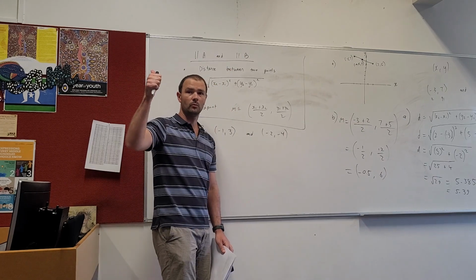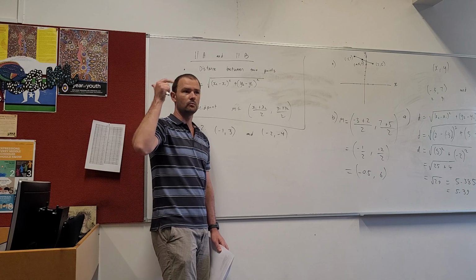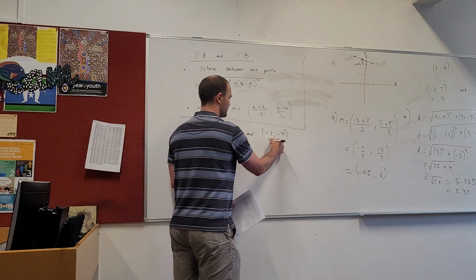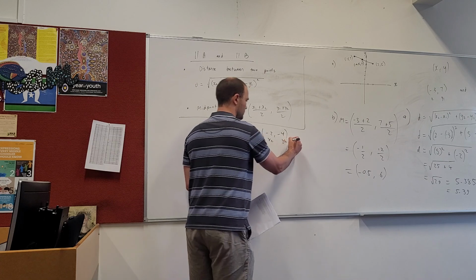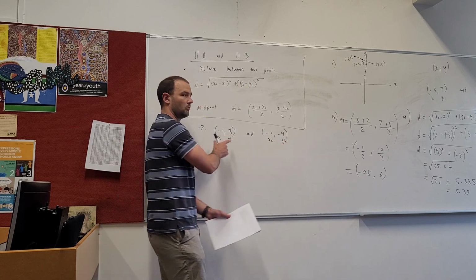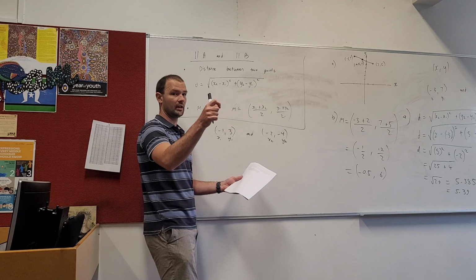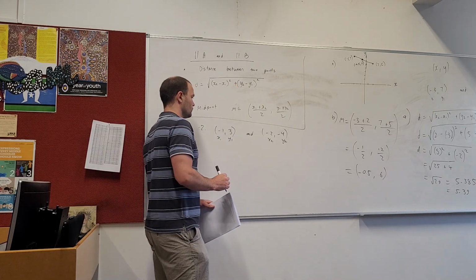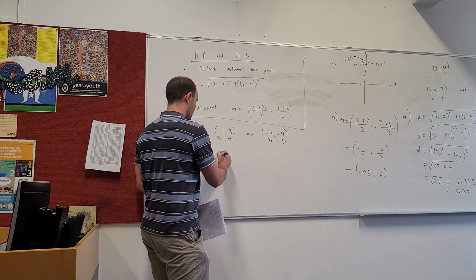So step 1, we're going to go through and label x1, y1, x2, y2. Now it doesn't matter which one corresponds with 2 and which one corresponds with 1. If you do it the other way, it's still going to work out. That's the beauty of this algorithm. All right, so then we'll go straight to the distance formula.